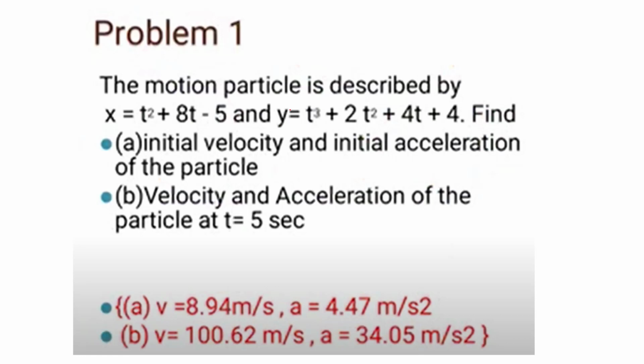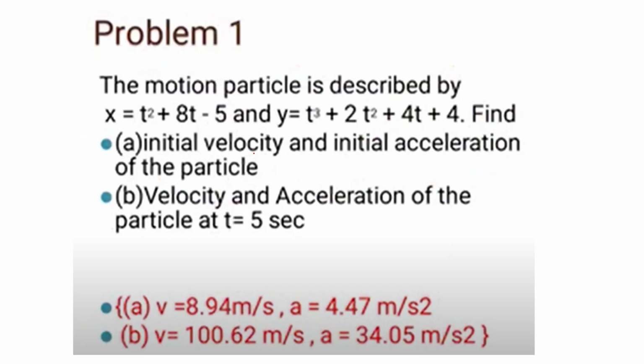Similarly, you can find out Vy also. What is Vy? dy by dt, right? So, 3t square plus 2 into 2, 4t, plus 4. That is Vy. So, we got Vx and Vy, right? Now, how will you find out the initial velocity?